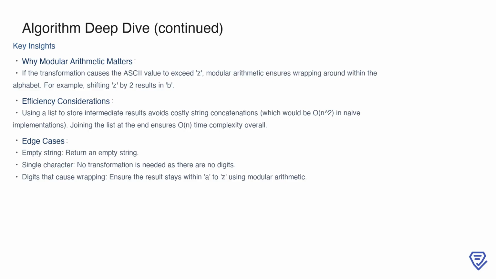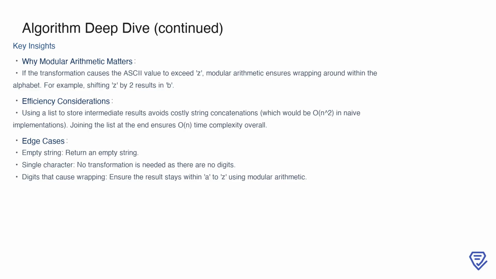Next, the algorithm avoids performance pitfalls by using a list to store intermediate results. Concatenating strings repeatedly can lead to O(n²) time complexity due to the creation of new strings at each step. By using a list and joining it at the end, we achieve an overall time complexity of O(n).